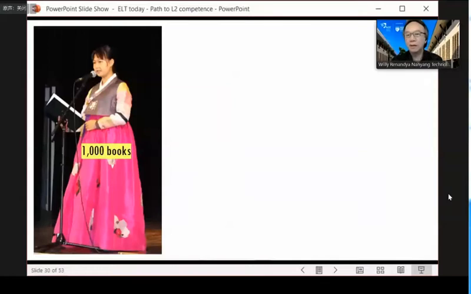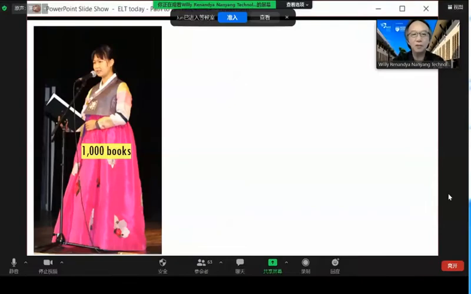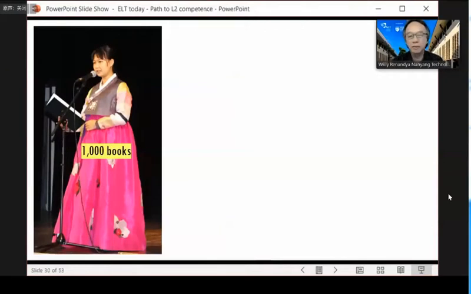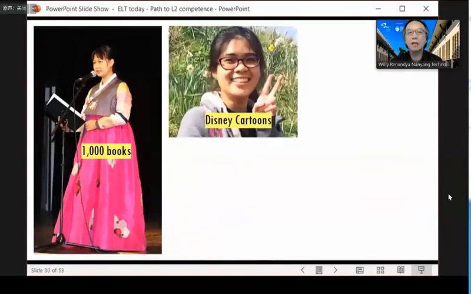Let me show you a number of successful English language learners from different parts of Asia. The girl here is from Korea. Since young, she exposed herself to a lot of language, reading books, listening to music, watching movies, and at the end of the day, she was able to develop a very high proficiency in the English language.